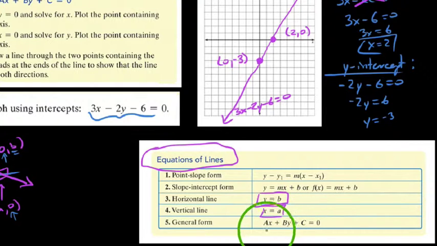And then last but not least, our general form of this equation, this line, we could actually just turn this back into slope-intercept form if it doesn't get too ugly, or we can graph this using intercepts.